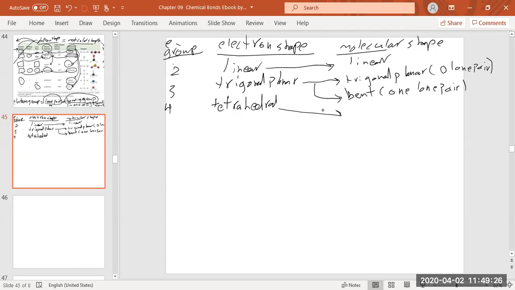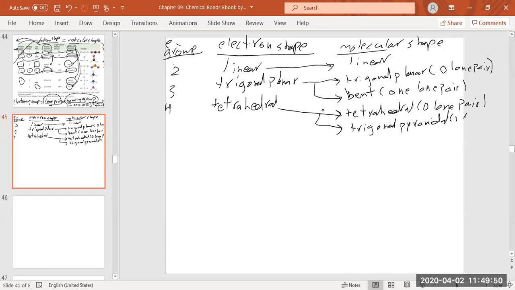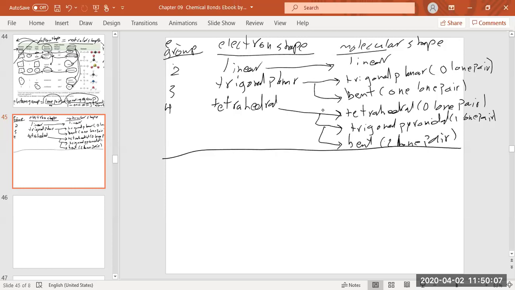And in 4 it will be tetrahedral. We have 0 lone pair. It will be trigonal pyramidal. We have 1 lone pair. And it will be bent if we have 2 lone pair. Let's keep this here. That's a practice.